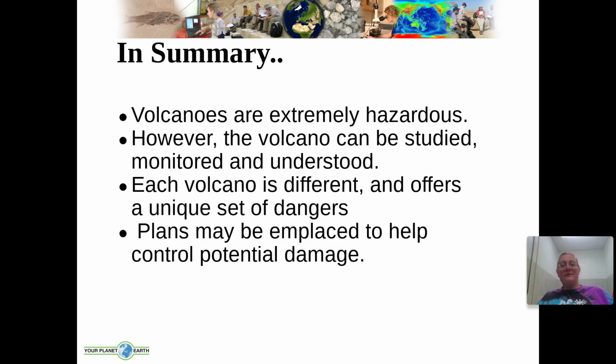So, in summary, volcanoes are extremely hazardous, but we can study them, monitor them, and understand each one of them. And every volcano is different, and each one has unique dangers. And we can also put plans in place so we can help understand their potential damage and limit their potential damage.